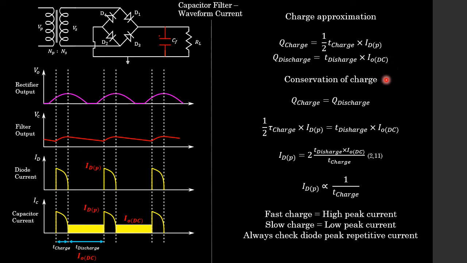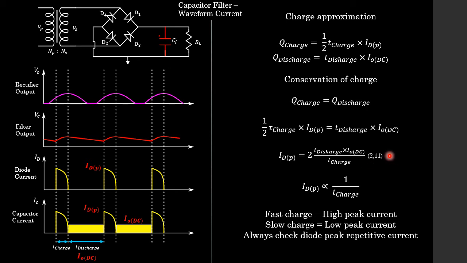Next, students, we know that there is the conservation of charge, which means that charge cannot be created or destroyed. All charge acquired by our capacitor during the charge cycle must be released during its discharge phase, which means that the charge during the charge cycle is equal to the charge during the discharge cycle. So we can simply equate these two equations, and when we do, we can rearrange them to make the diode peak current the subject of the formula. That's where we get this expression 2.11.